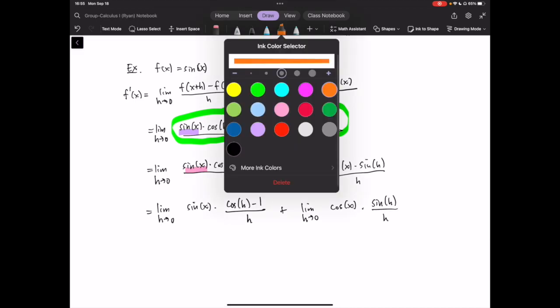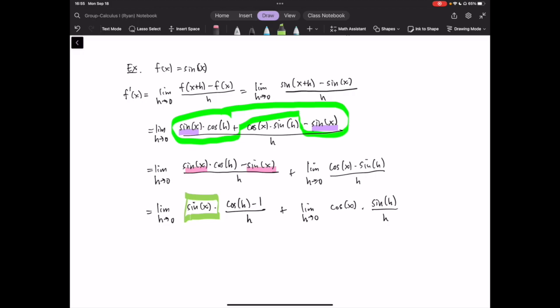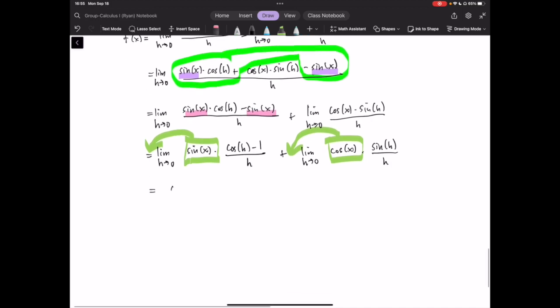And importantly, what I did here was I left these terms that do not have an h out of the fraction that's going to be limited, because since they don't have an h, they can come right outside the limit. The limit is going to treat those as constants because they don't have any h's. As h changes, the value of sine of x will not change. And so what we end up with is sine of x times the limit as h approaches 0 of cosine of h minus 1 over h, plus cosine of x times the limit as h approaches 0 of sine of h over h.